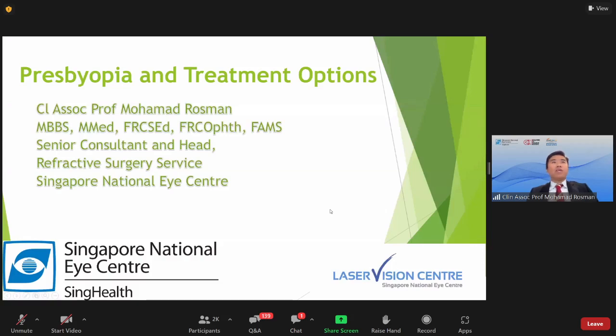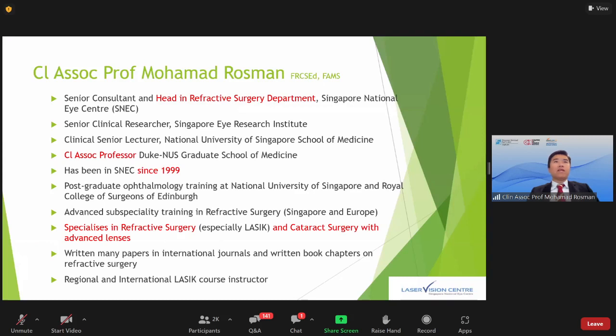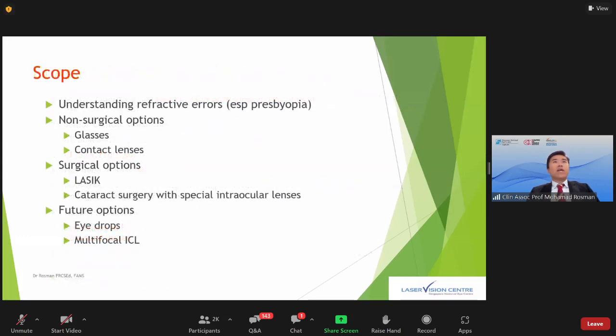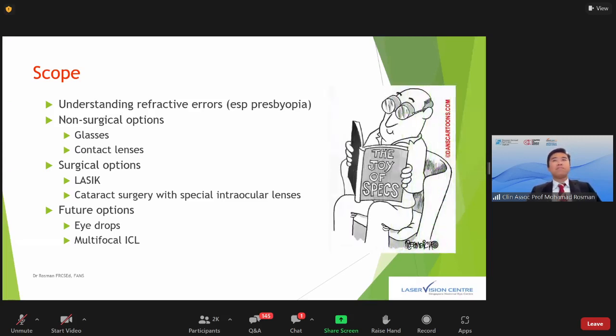Okay, I'll be talking about presbyopia and treatment options. So I'm the head of the refractive surgery department at the center. Been with the center since 1999. Okay, I think to understand presbyopia, we first need to understand refractive error. Then I'll go through the various non-surgical, surgical options and what are the future options in the horizon.